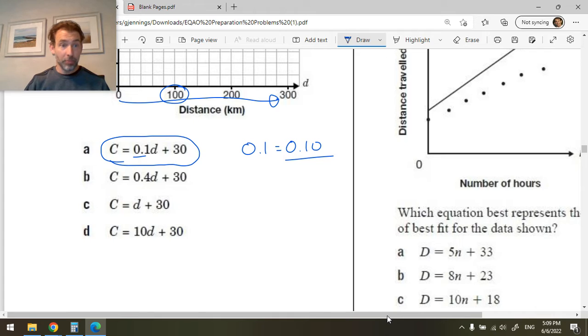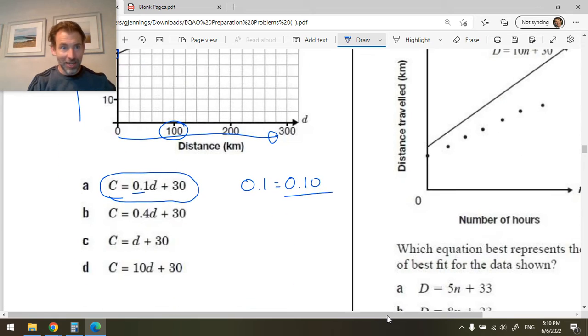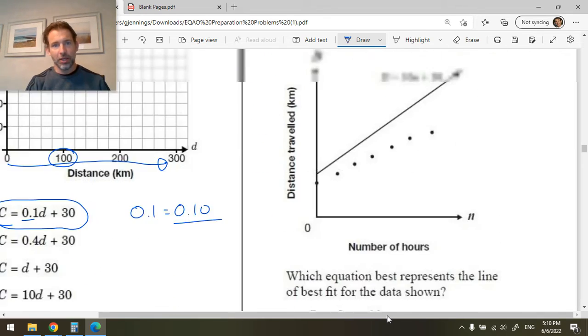Okay, I find the slope. All right, or you could just find the slope, right? You would say rise over run. It rose 10 plus 10. All right, it goes up 10 when it goes over 100. So 10 over 100 is 0.1, or 1 over 10. 0.1, it's a dime per kilometer. Okay, 6 ways from Sunday.